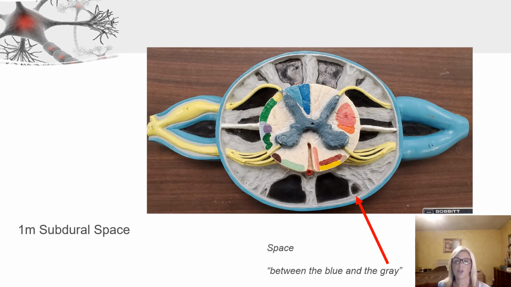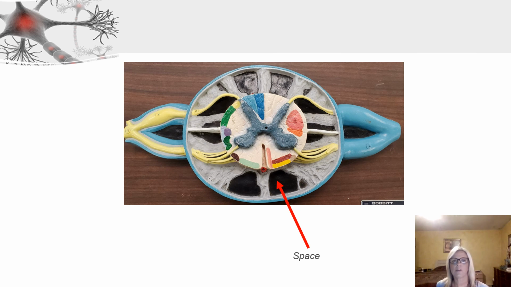Sub means below, so the subdural space is below the dura. So this is the space right below the blue, but before the gray. So I will have to identify this for you as a space on your lab exam. I will try to tell you space so you'll know what you're telling me. Are you telling me about meninges, or are you telling me about the space there? So lastly, we have the subarachnoid space.